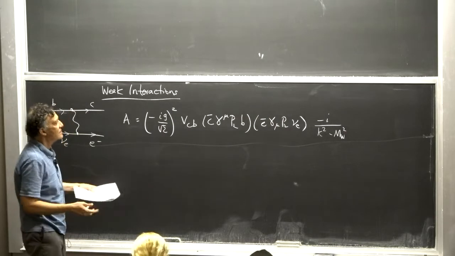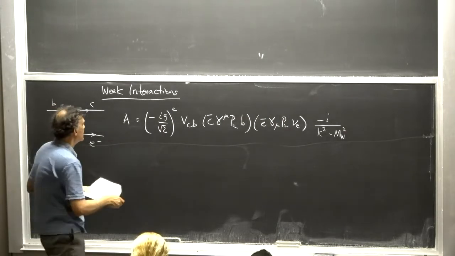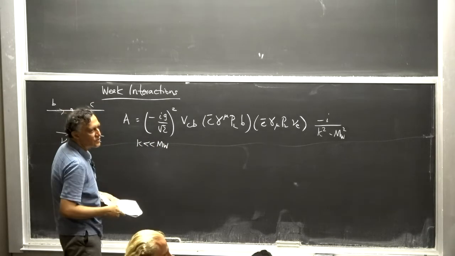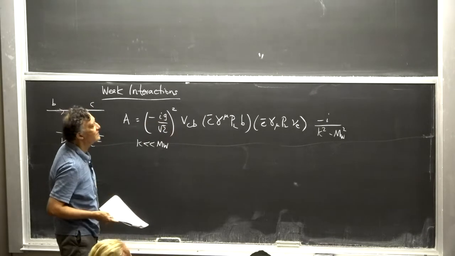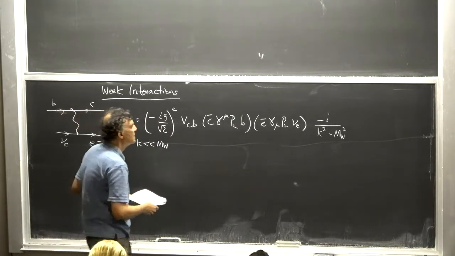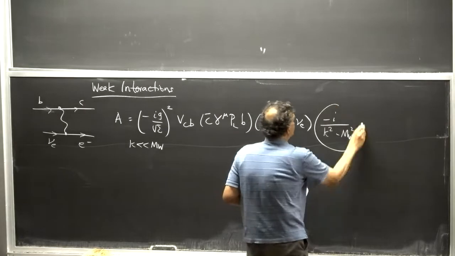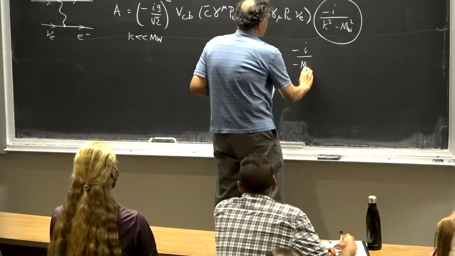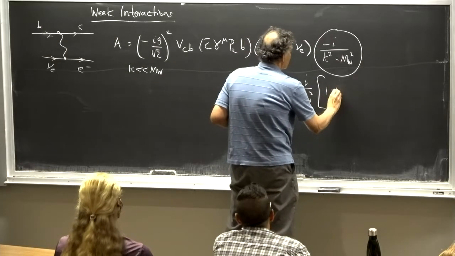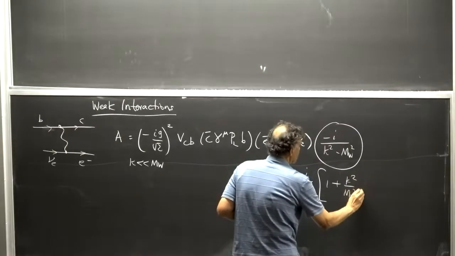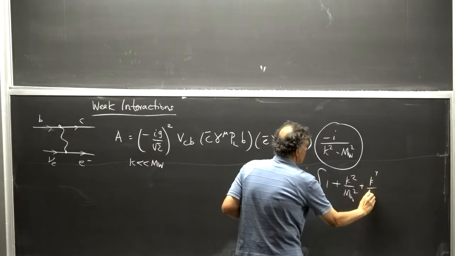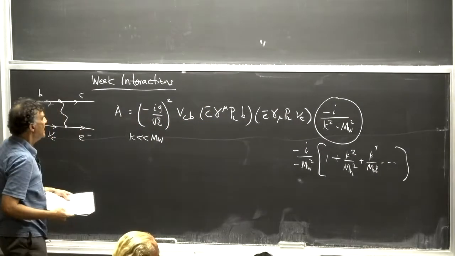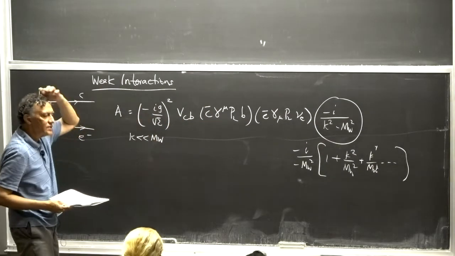And at this level of constructing EFTs, we're saying that k is much, much less than m_W, and so it's trivial in this case. It's just, as I said, at tree level, things are basically just a Taylor series expansion. So you take this object, and you write it as minus i over minus m_W squared, and then you get 1 plus k squared over m_W squared, some expansion like that.